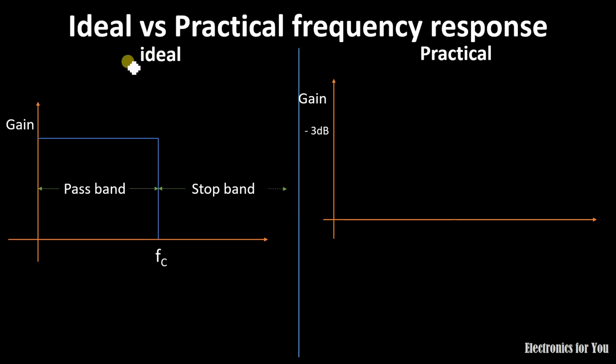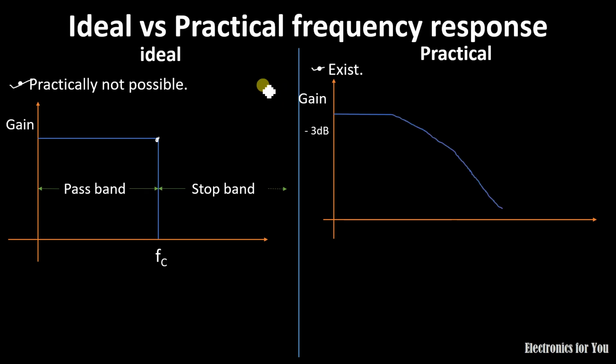Basically they are divided into ideal and practical frequency response. Whatever we have seen is the ideal frequency response, where after the cutoff frequency we will not get any output, and therefore it will block the output completely. And in practice it is not possible to have an ideal frequency response, but the response which exists is called the practical frequency response, where you will not get output all of a sudden, but it will reduce gradually. Here you can see that the output is reducing gradually.